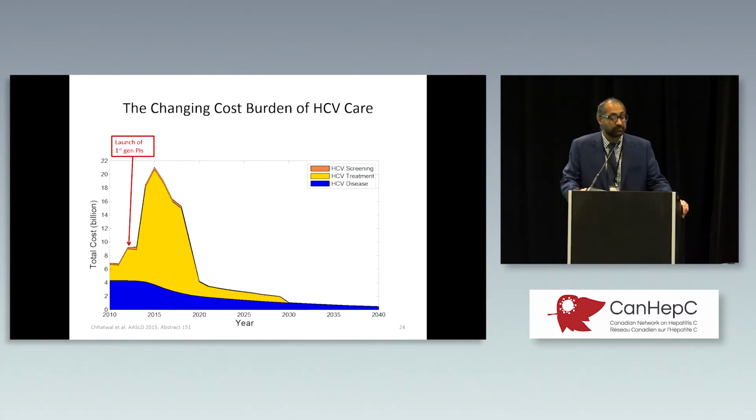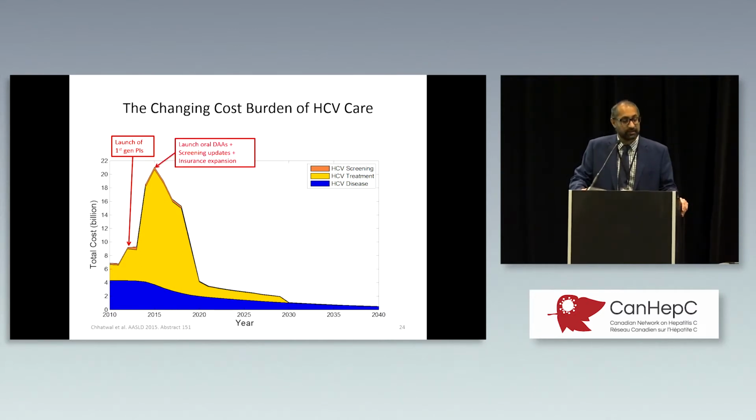So this shows that in 2011, when the first generation DAAs were approved, the price of treatment increased because people got treatment with more expensive drugs. And in 2014, the spending jumped to close to $20 billion, and 17 billion of that was on treatment. And why this jump? Because of the launch of oral DAAs. Many people who were warehoused earlier now came forward with treatment.